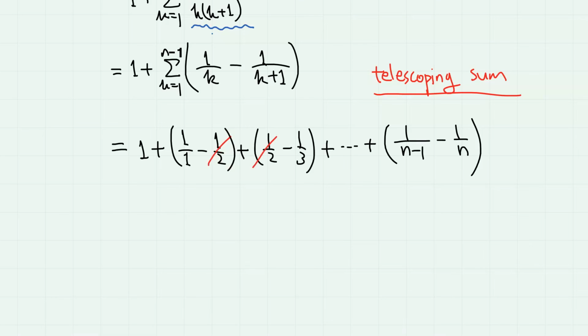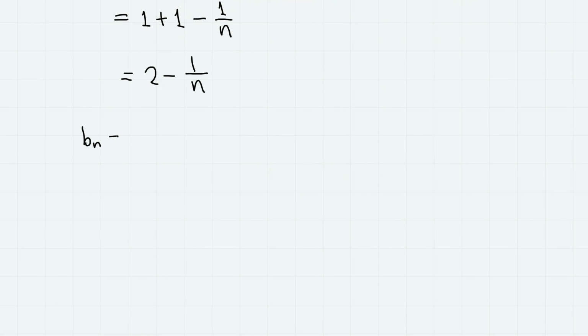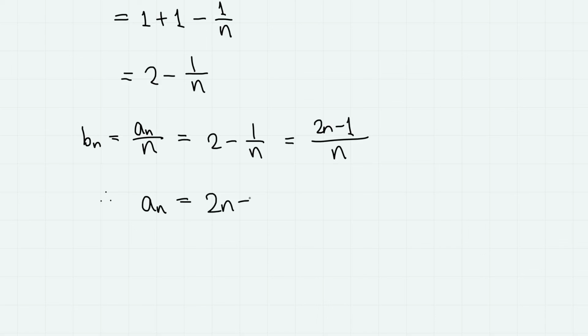And you can see that the terms cancel out. So we have 1 plus 1 from here and this last term, minus 1 over n, which is 2 minus 1 over n. So we have bn, which is an over n, as 2 minus 1 over n, which is 2n minus 1 over n. Therefore, an equals 2n minus 1. And that was the recurrence relation problem.